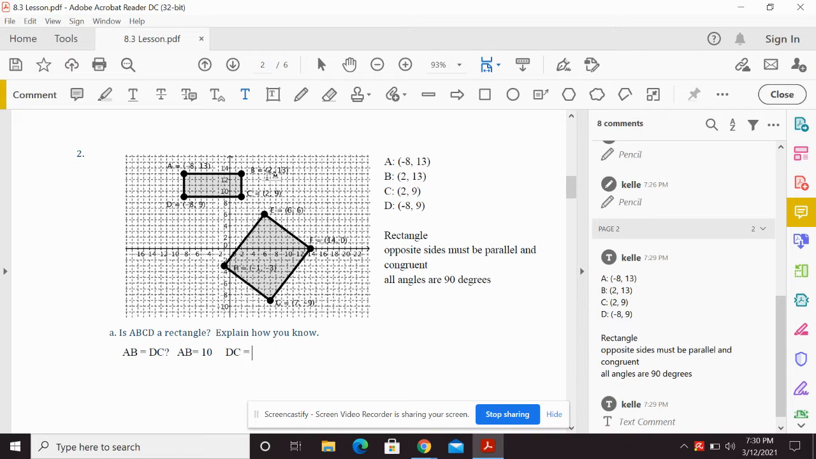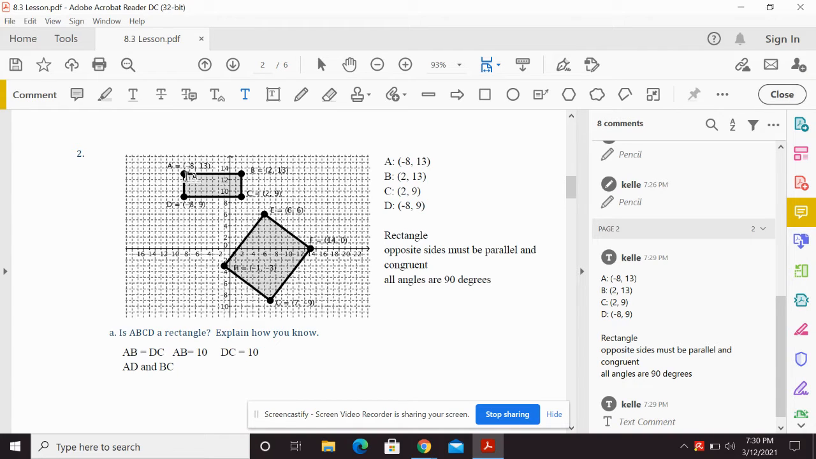DC equals, my y values are both 9, so I'm just going from -8 to 2. Oh, okay, well, 10. They're both 10, so yes, AB equals DC. What about my other sides? AD and BC. Are they congruent? Are they the same length?